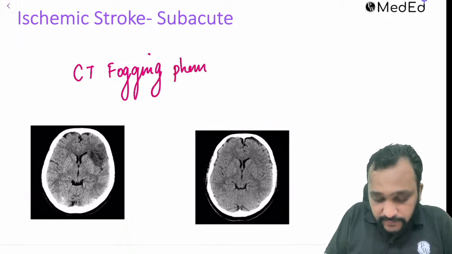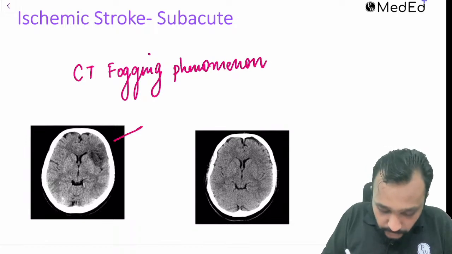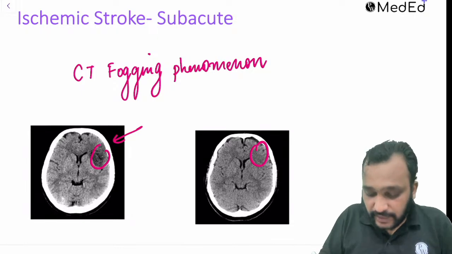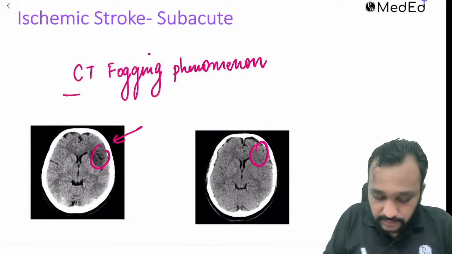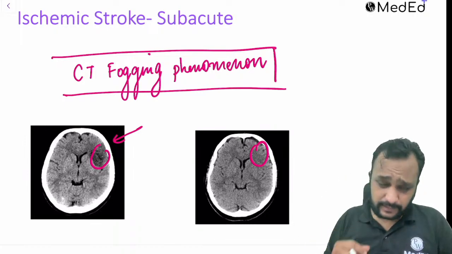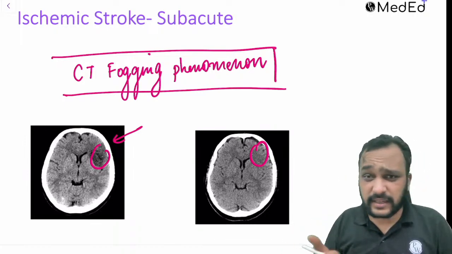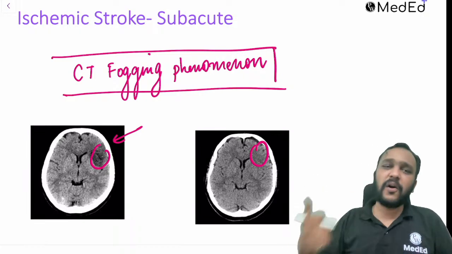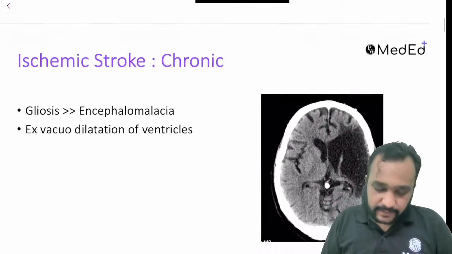So what is this CT fogging phenomenon? If the acute infarct appears hypodense, the subacute infarct will have a normal appearance. So this is the phenomenon that is known as CT fogging phenomenon. Direct question is, CT fogging phenomenon is seen in acute infarct, subacute infarct, or chronic infarct, right?